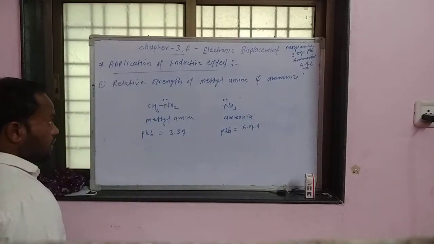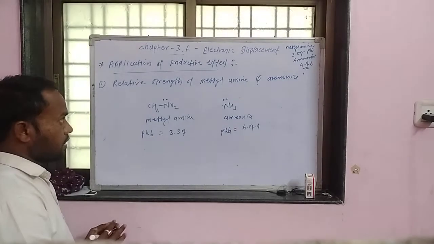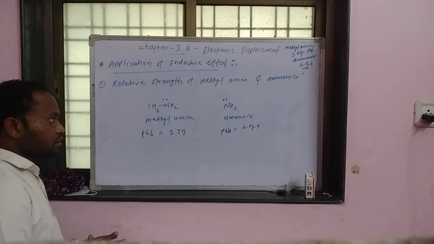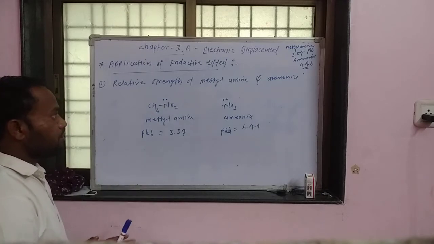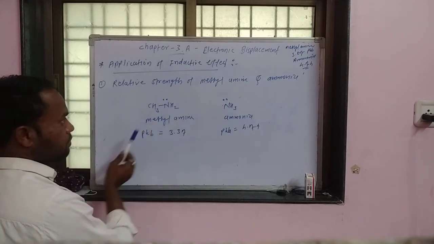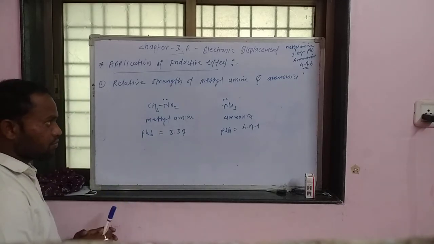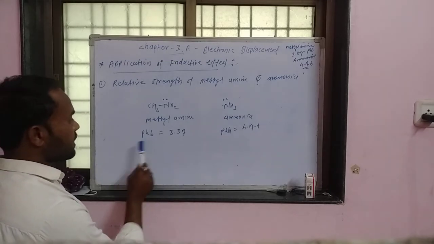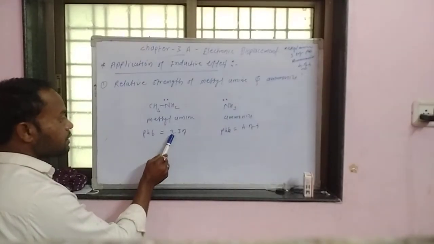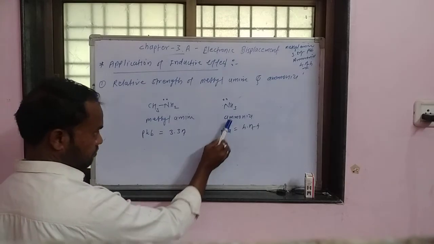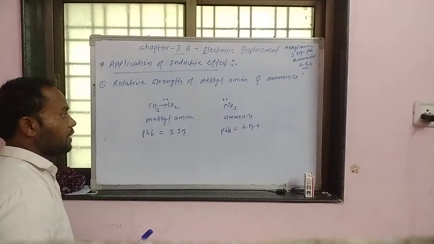Now, the strength of a nitrogen-containing base depends on the availability of the nitrogen lone pair for protonation. The greater the availability of the nitrogen lone pair for protonation, the greater the strength of the base. The pKb value expresses this: the lower pKb value of methylamine, 3.37, as compared to the ammonia pKb value, 4.74. The lower the pKb value, the greater the basic strength.